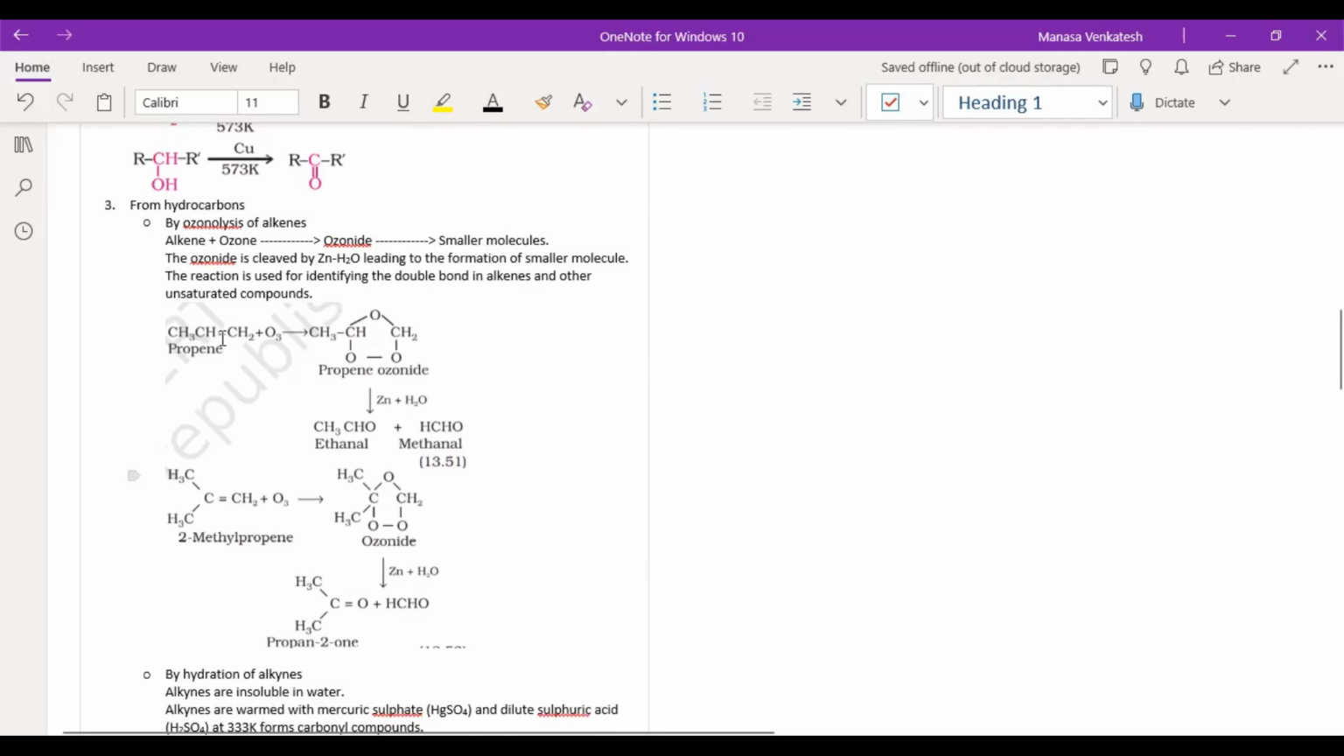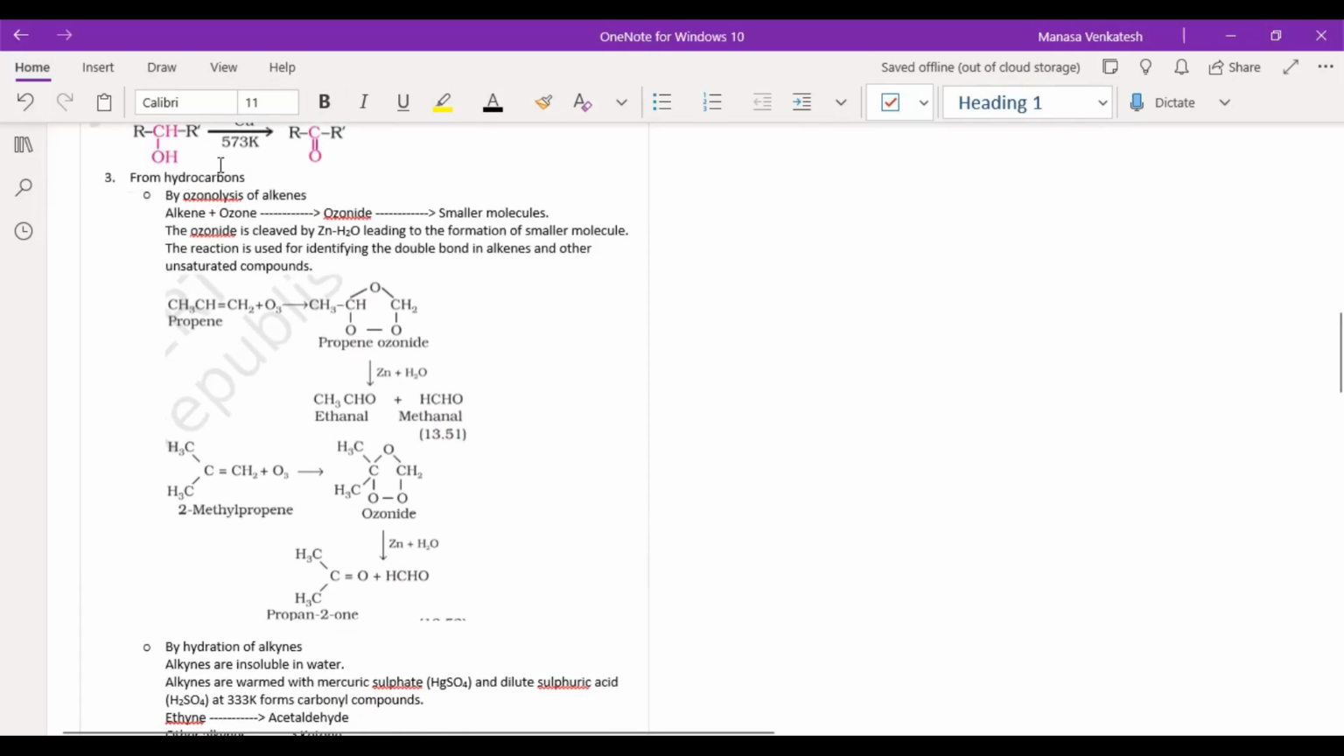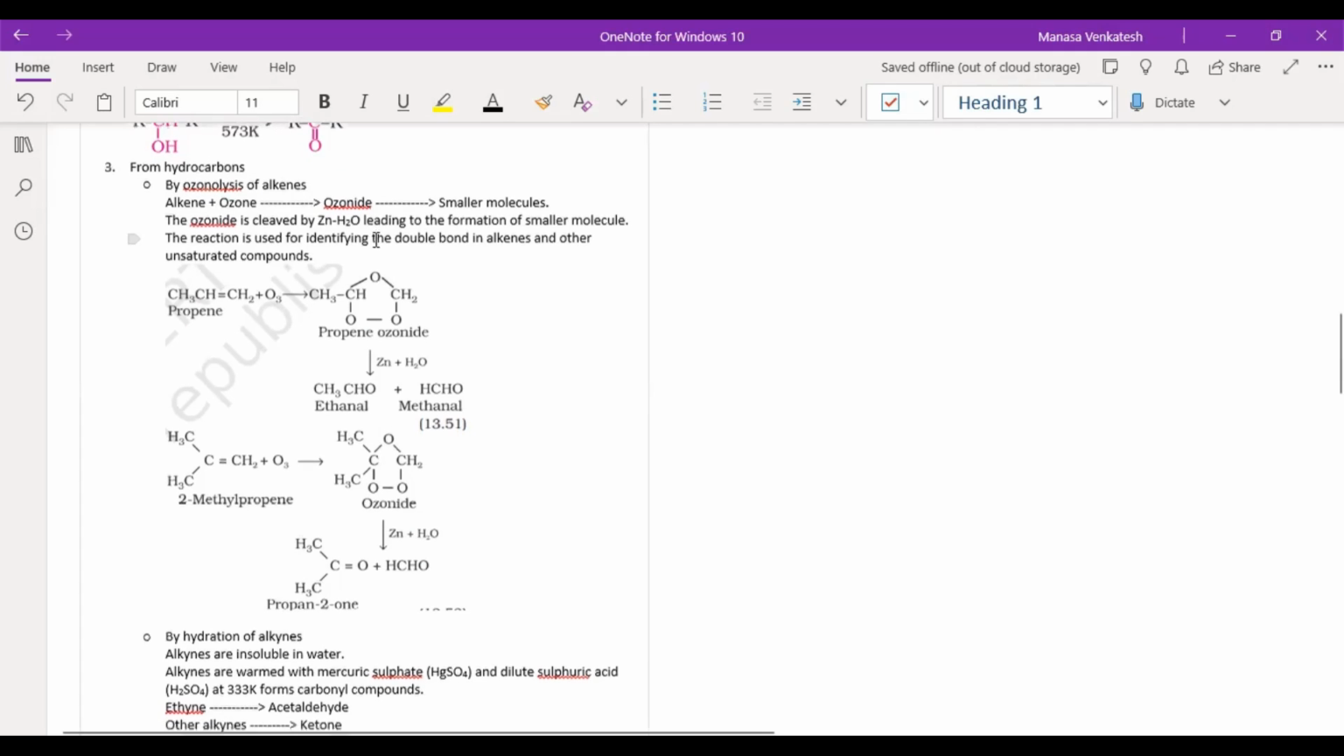So here you had just a CH3CH double bond CH2. Now, if this H was again replaced by another CH3 group, then we got a ketone and an aldehyde. So the alkene reacts with ozone, forms ozonide, reacts in the presence of Zn and H2O, to form the smaller molecules which are aldehydes, or basically carbonyl compounds.